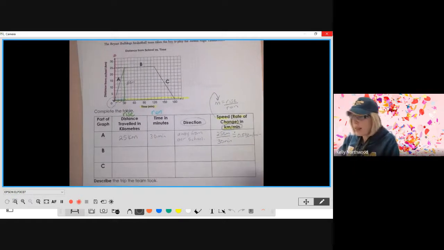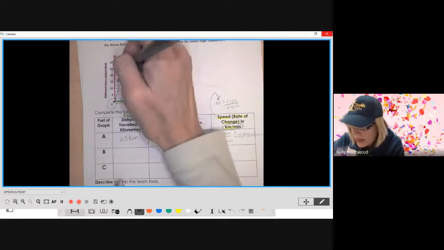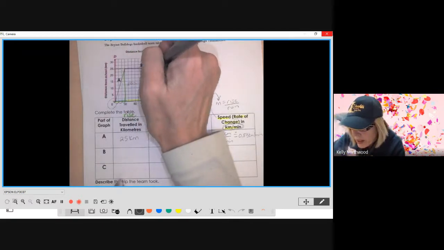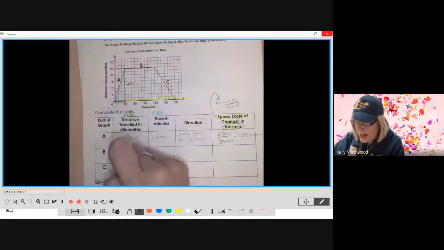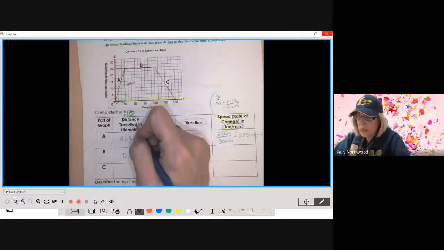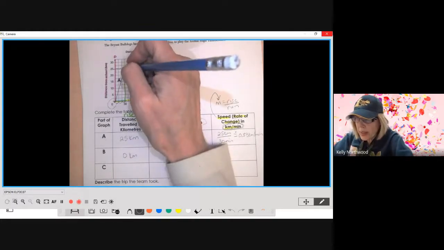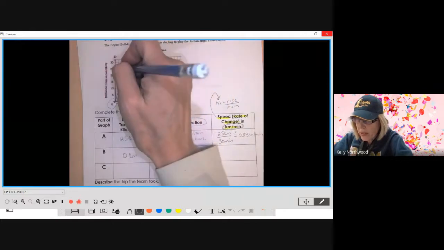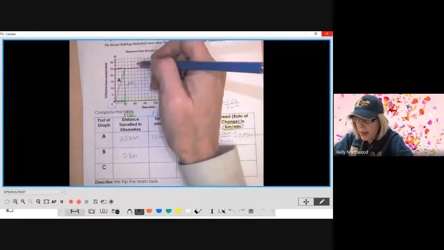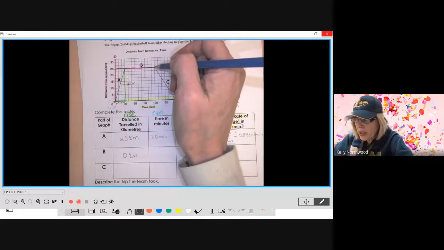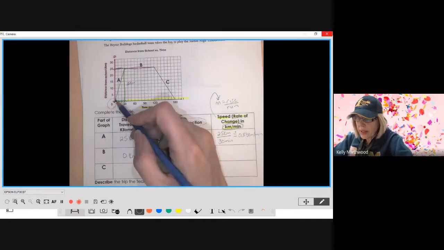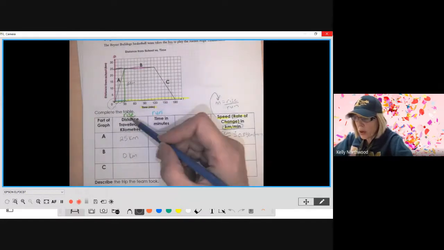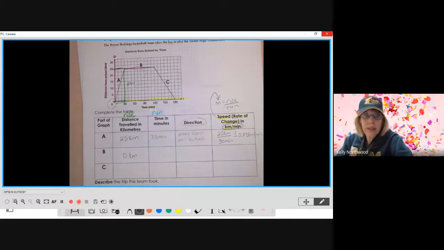Okay, so for the next part, part B, let me go over this in a different color. This is part B here. You can see that it doesn't rise up at all. So the rise is 0 kilometers, which also means the distance traveled is 0 kilometers, because I start off in section B being 25 kilometers away from, say, Bryant High. But at the end of section B, I'm still just 25 kilometers away from Bryant High School, where I started, okay? Or you can think of the rise as 0, is another good way to think of it.